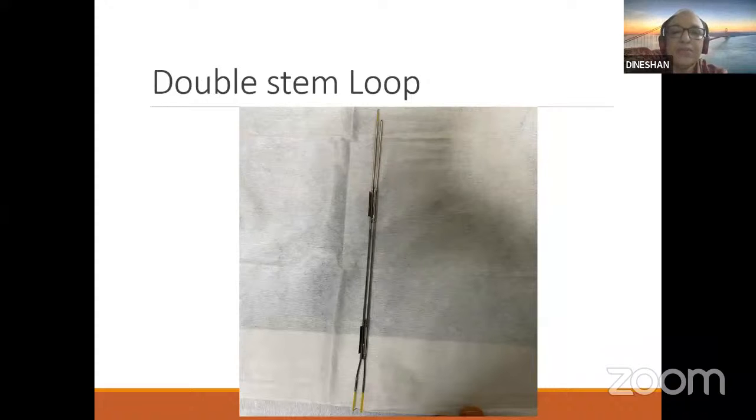This is the double stem loop I was talking about. This is the active stem where the high frequency cord is connected, and this other stem is always for stability.